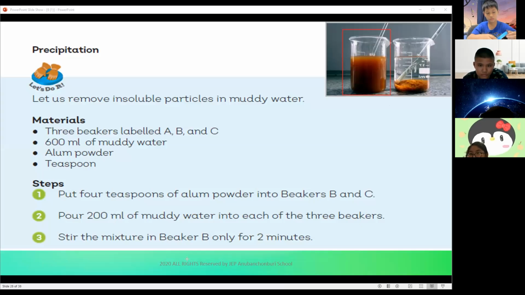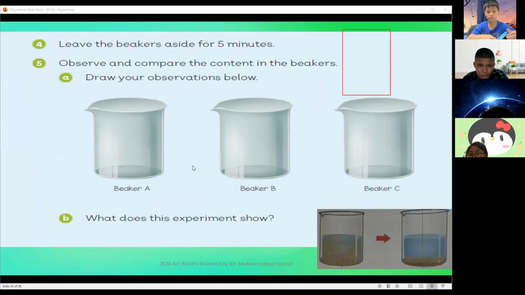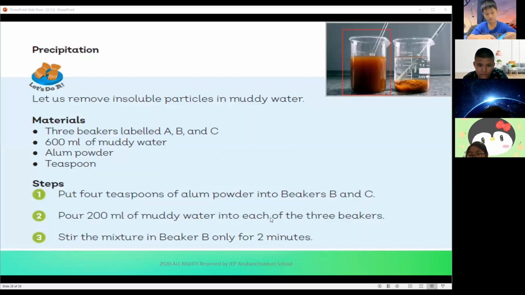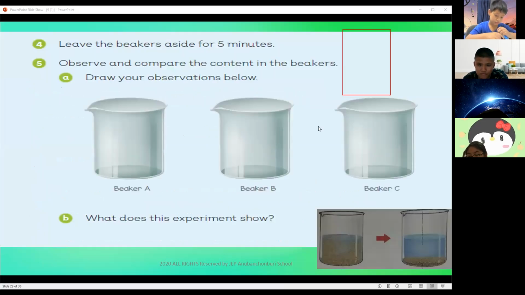Okay. What about for beaker B? What do you think will happen? Because in beaker B, you are going to stir the mixture. So what will happen to the water here? The muddy water will become clear. Yes, it will become clear. So the water here will be all clean.